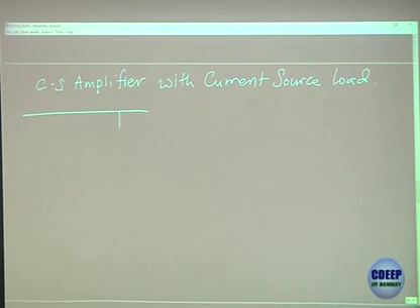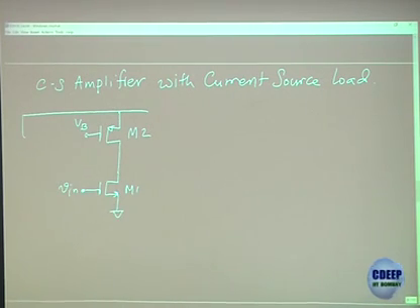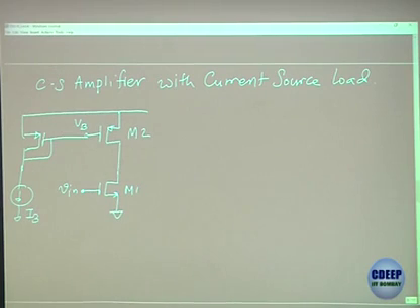So, you have a current source load, this is your NMOS M1 and this is your PMOS M2, and now we want to bias this at V bias, okay, and this is your Vn. So, then how do you bias that at V bias? You do another device here, a current mirror. And then you put some current through it, and this is your I bias, and this is the bias transistor.